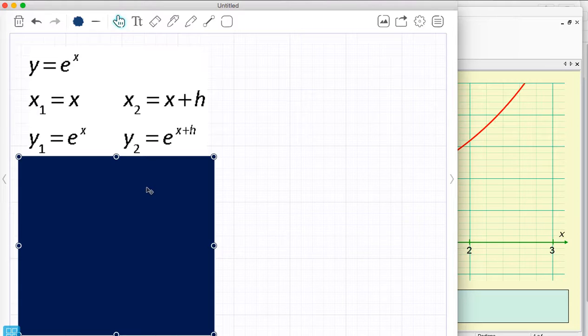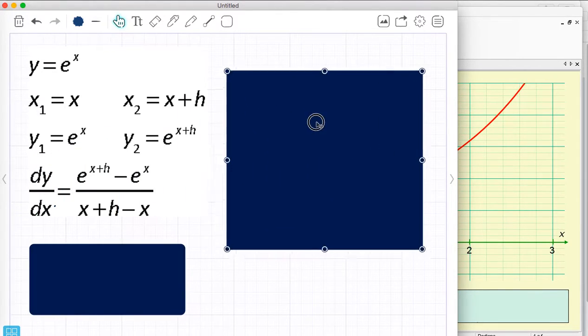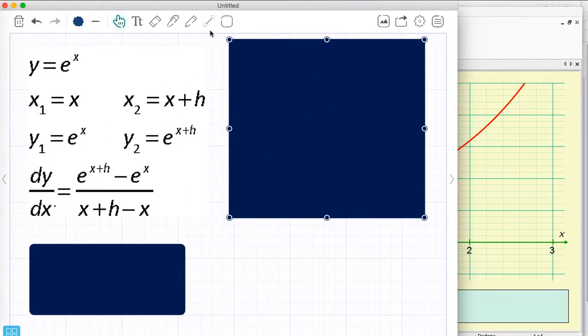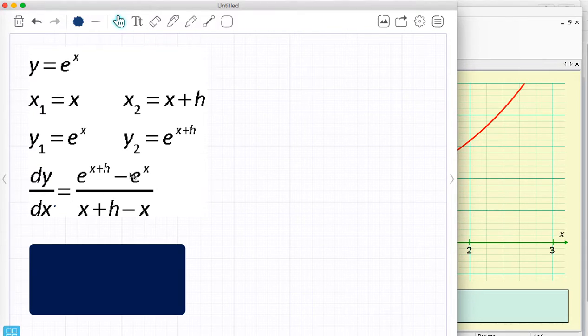Now my gradient is always y2 take away y1 divided by x2 take away x1. So that comes out like this. So I simply take the y2, take away the y1 value. This gives me the derivative, take away x2, take away x1. Straight away you can probably see on the bottom these are going to cancel.